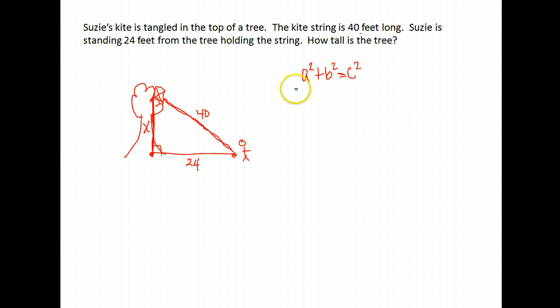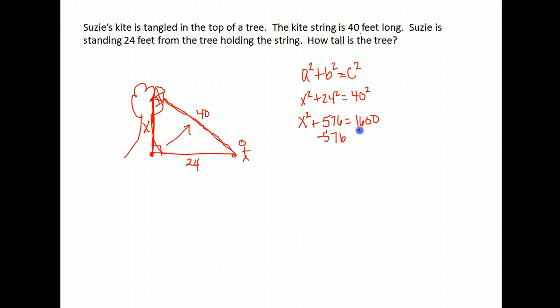We know our legs, one of them is x, the other is 24. The hypotenuse, the side across from the right angle, is a length of 40. Okay, we go ahead and do our squaring. 24 squared is 576. 40 squared is 1,600. And we solve from there.